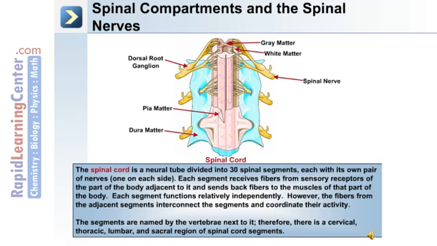The segments are named by the vertebrae that are next to it. Therefore, there's a cervical, thoracic, lumbar, and sacral region of the spinal cord segments.